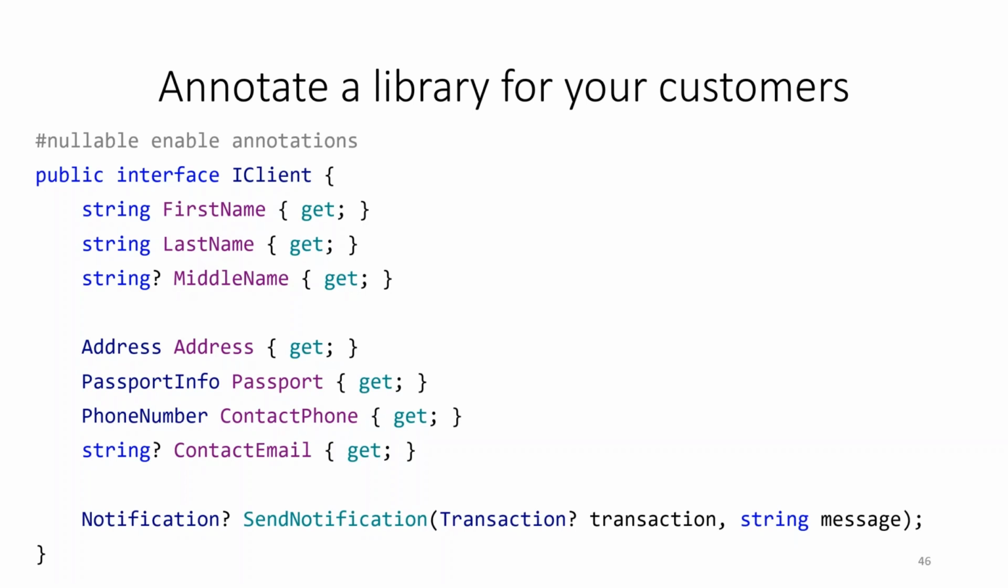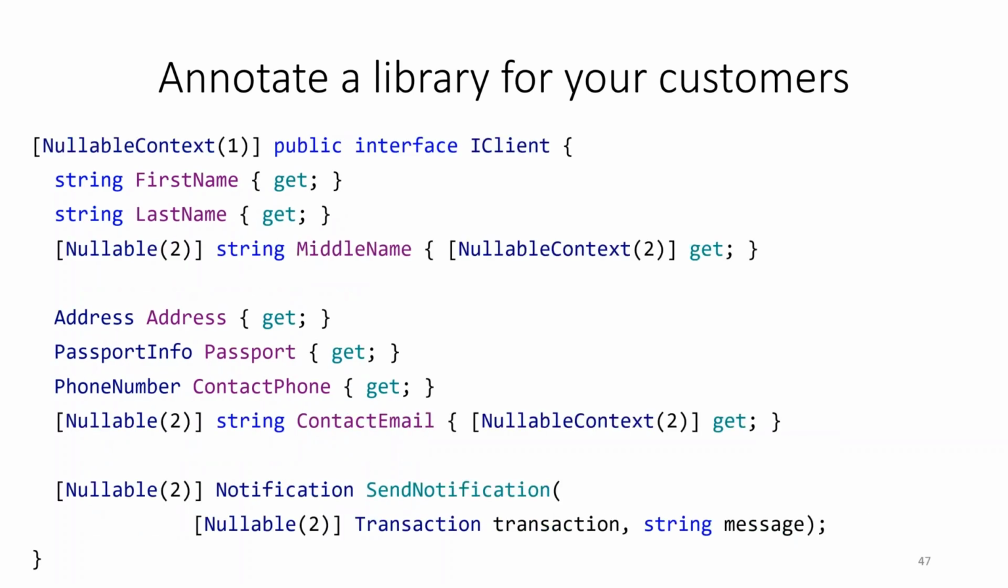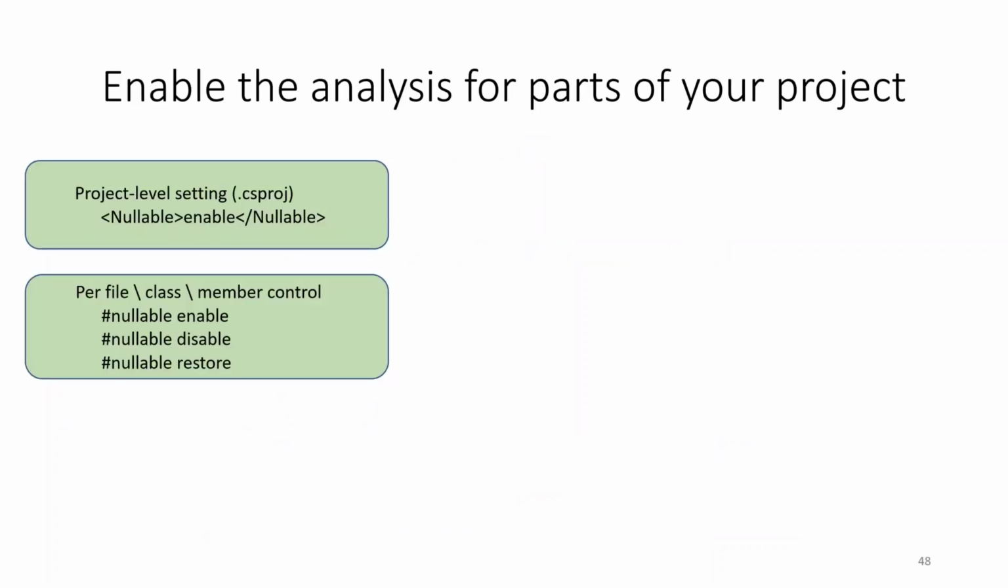But if you look at the compiled code, you'll notice there are attributes Nullable Context and Nullable sprinkled all over your interface. And these attributes will be used by the compiler to teach your colleagues how to use your interface in a safer manner, where to expect null values and where not to expect them.